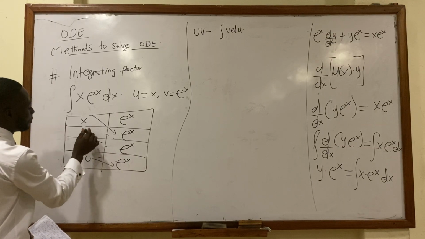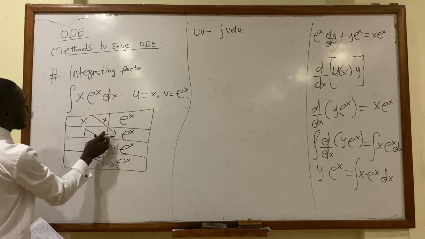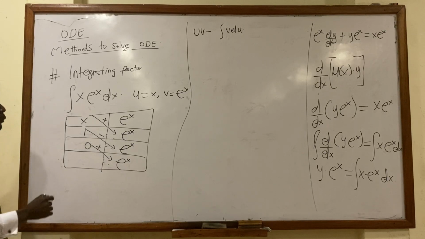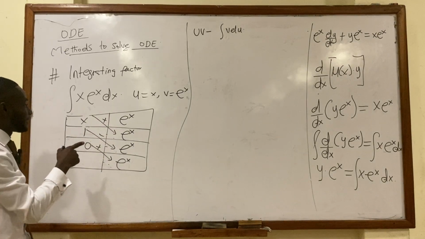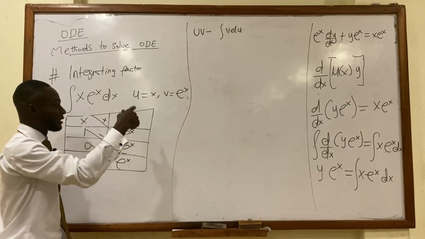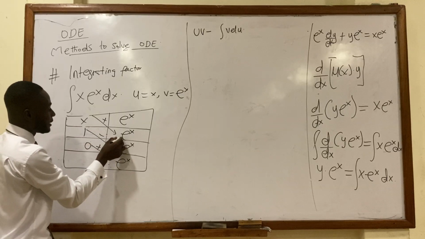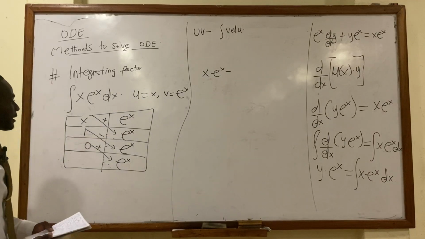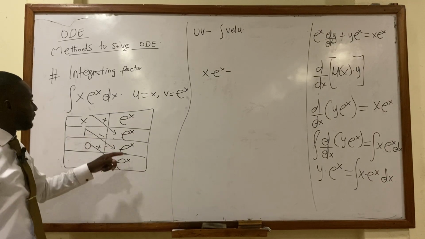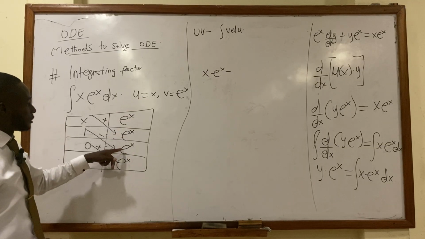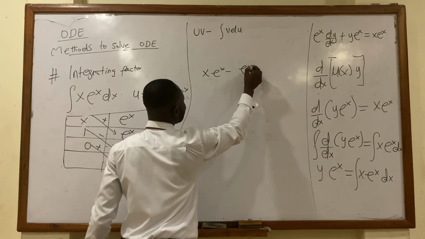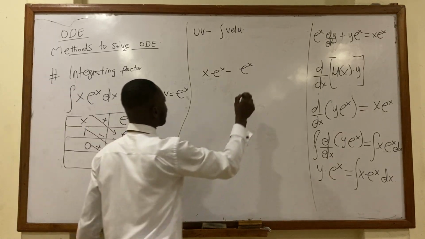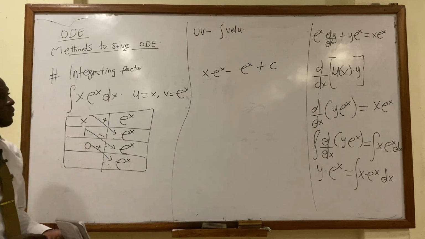And this will also be plus minus plus. Good. So we know that the understanding is u times v minus the integral of v du, right? So we have x times this, and that is x times e power x minus the integral of v du, right? And the v is what? E power x. So we have e power x, right? Plus our constant of integration.